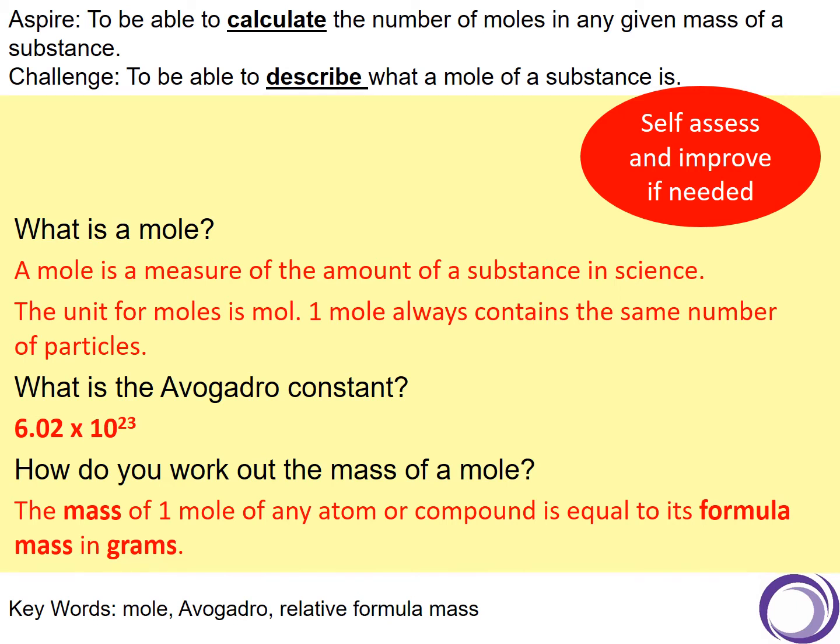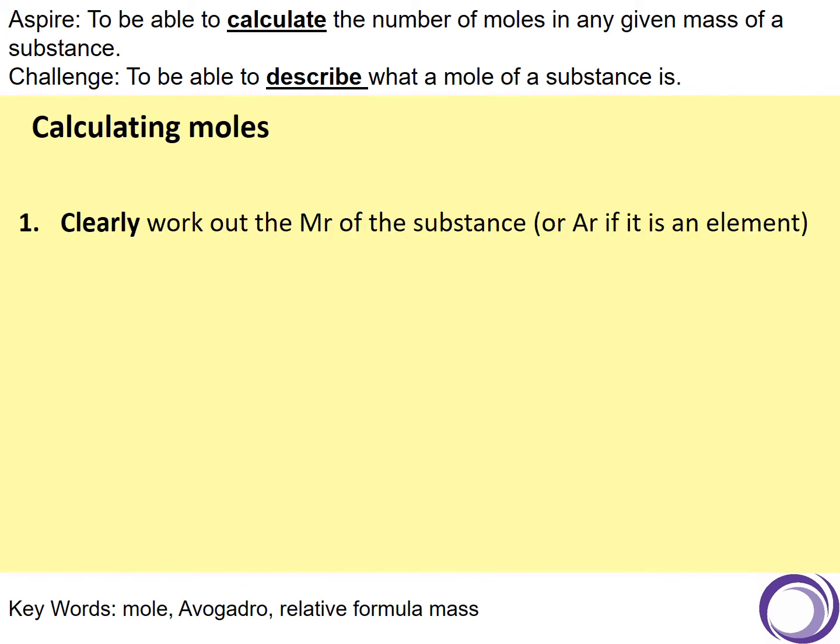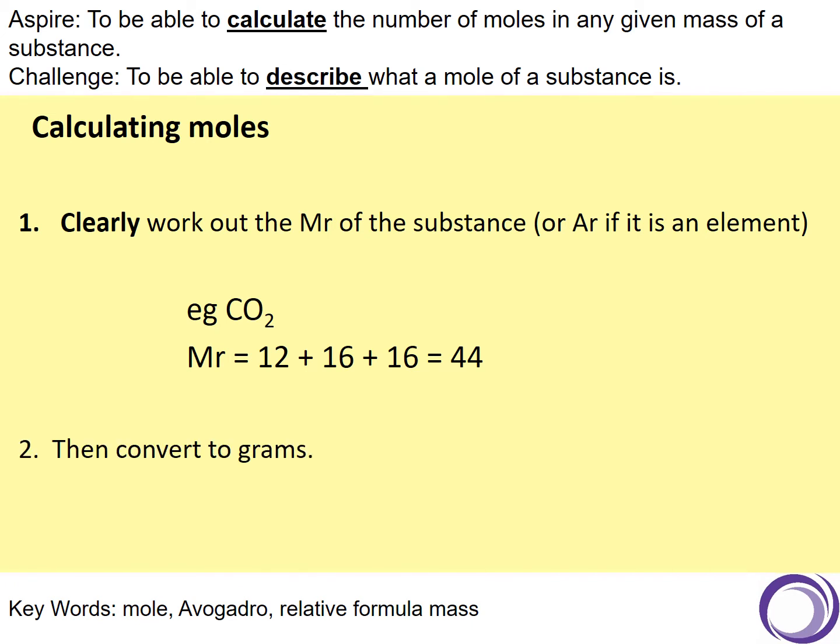Now, what we're going to do is we're going to move on and we are going to look at how we can calculate different quantities using that relationship. So when we are calculating moles, we first of all need to clearly work out the molecular mass of the substance or the atomic mass if it's an element. So for example, with carbon dioxide there, we do 12 plus 16 plus 16 equals 44. And we signpost it, we say that that is the Mr. We then simply convert that value into grams. So the mass of 1 mole of carbon dioxide is 44 grams. Easy and straightforward.